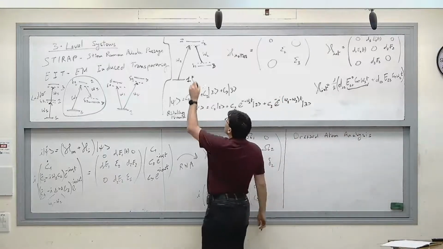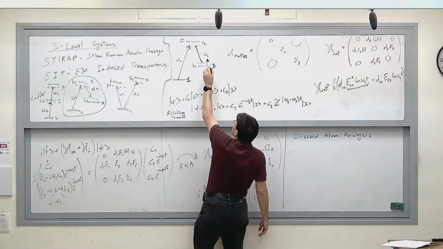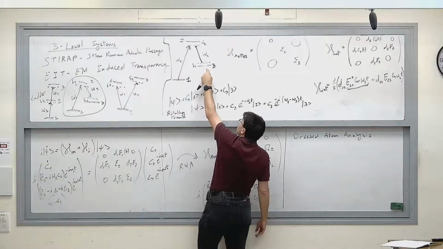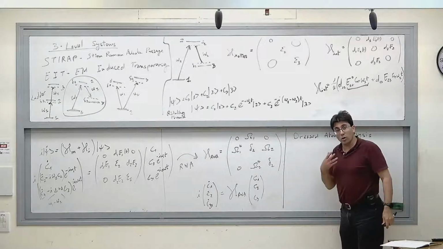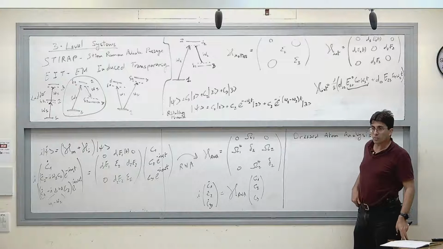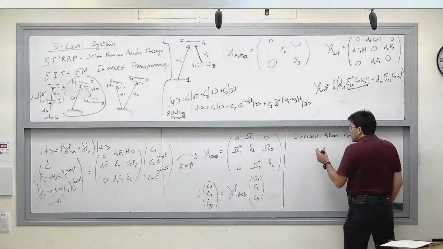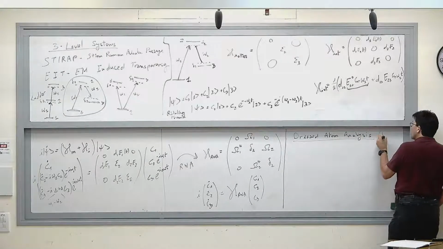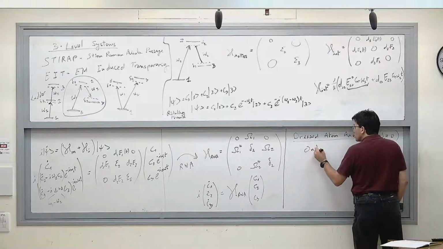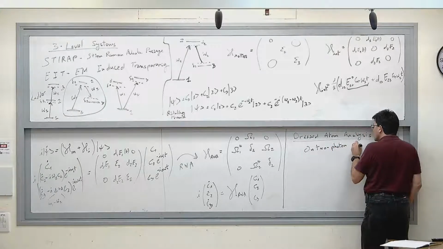You can be detuned here with a delta, but the same delta is there. So if omega 1 minus omega 2 is exactly the energy difference between those two states, then that means that we are on what we call exact two-photon resonance. So we're going to do dressed atom analysis, and we're going to look specifically at the case of delta 2 equals 0, which means on what we call the two-photon resonance.